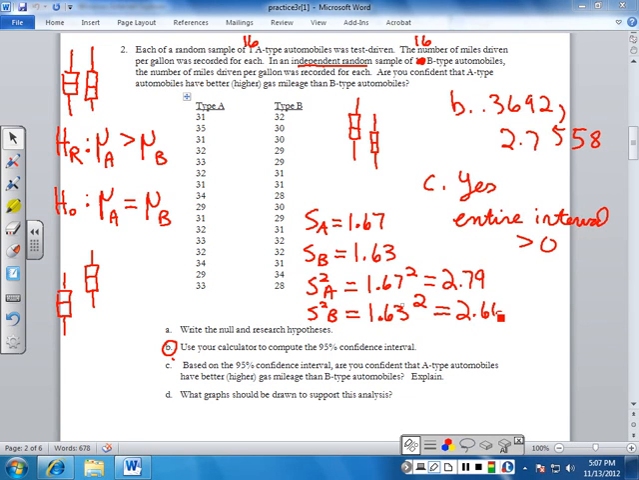The other thing, I'll have to run through this again. On this, I'm going to note I had X bar A for this group came out to be 32, and X bar B came out to be 30.44. I'm going to round that to 4.